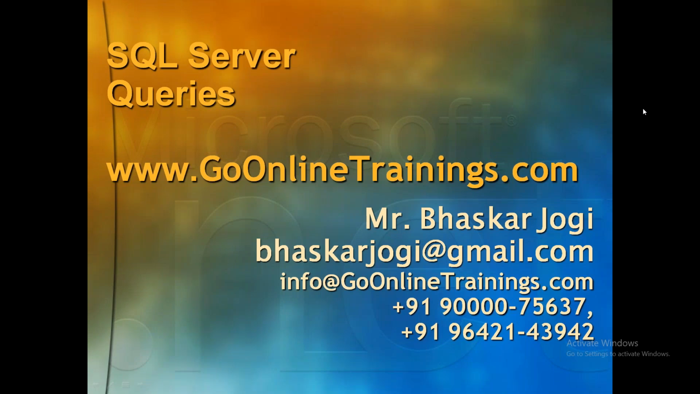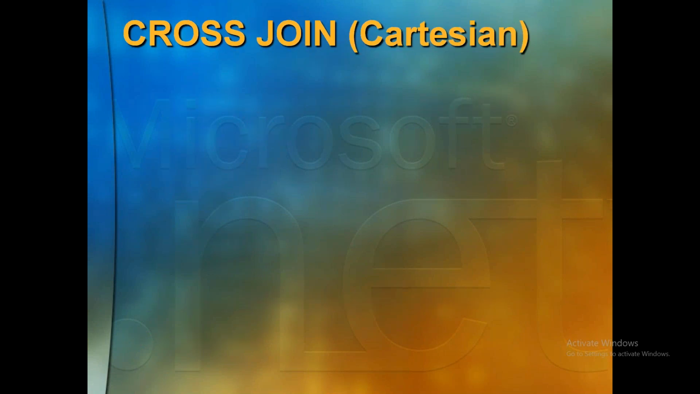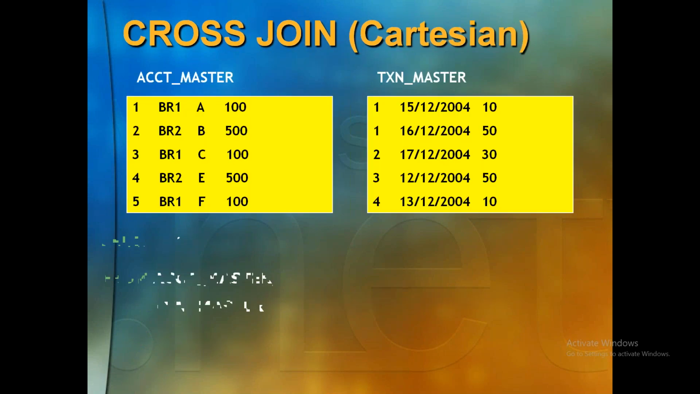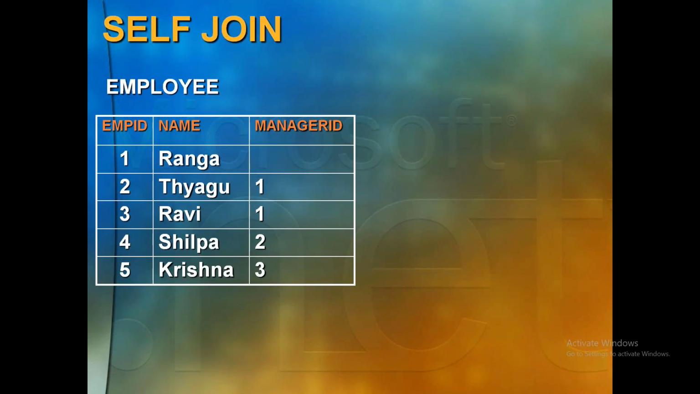So, we are talking about joins, right? What is the inner join? What is the outer join? What is a cross join? We had discussed those. Today let us talk about what is self join. Cross join we had seen in yesterday's class, right? And today I'm going to be discussing self join.